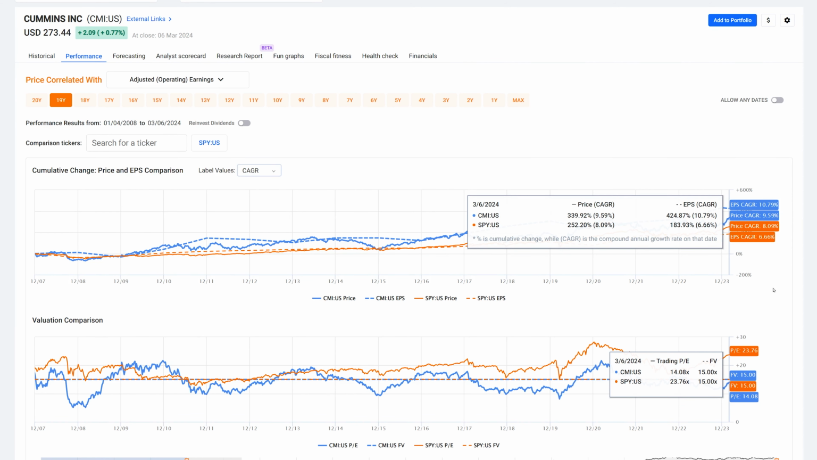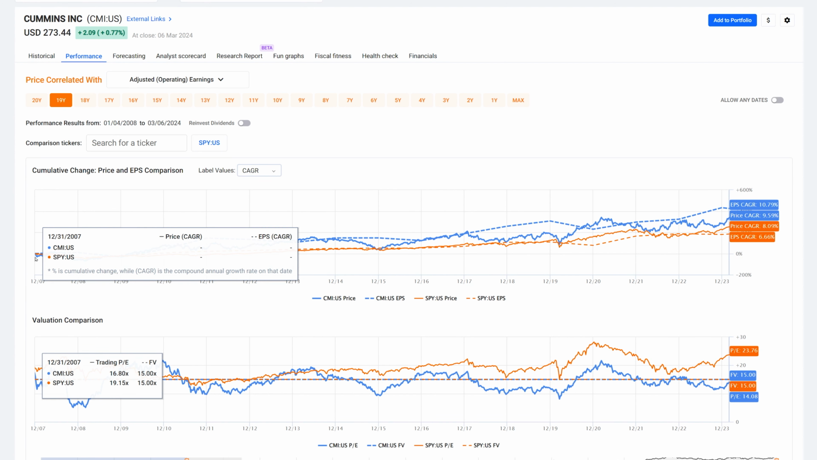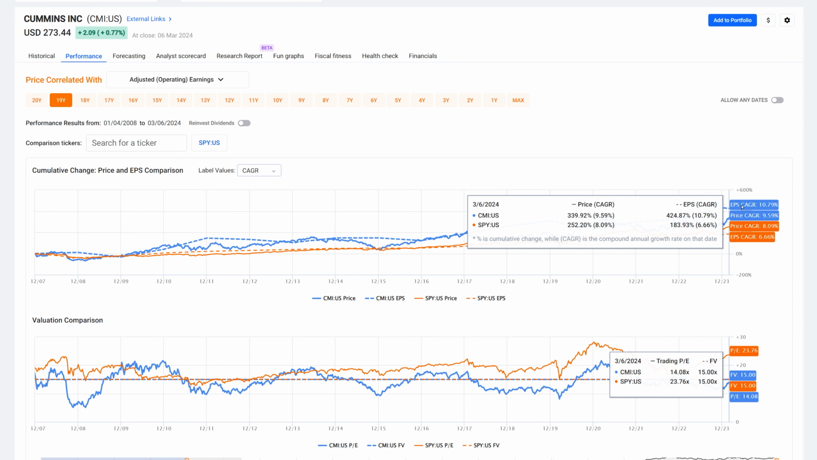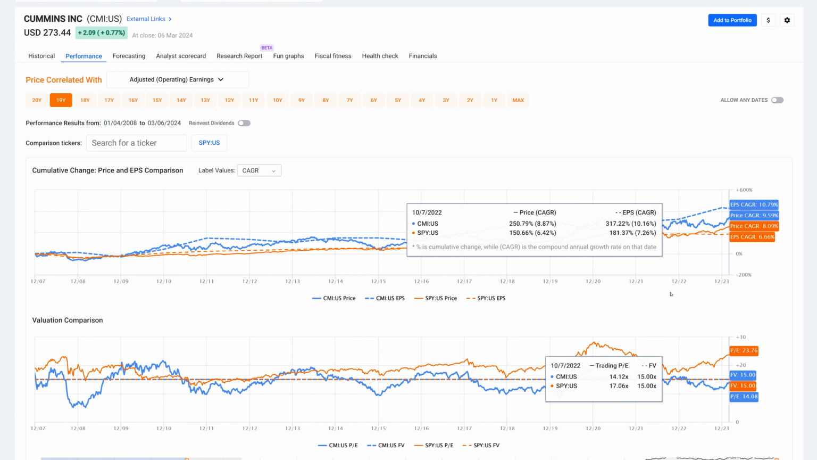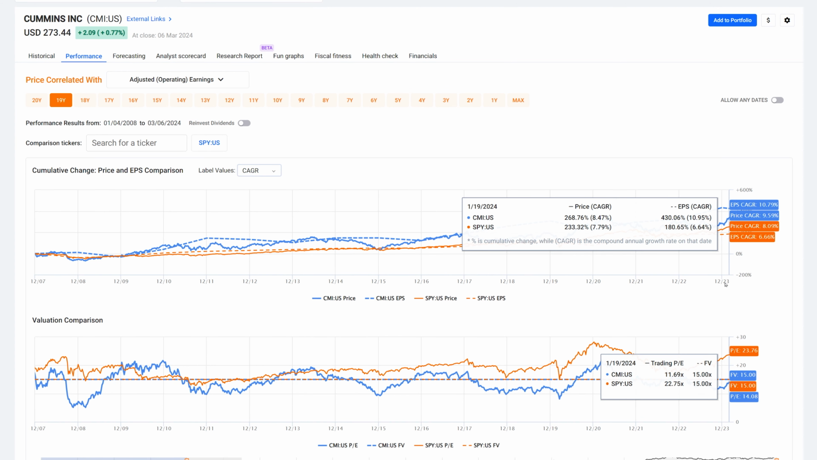And for example, in this long-term time frame here, if I'm going from the very beginning where Cummins was measured against the Standard & Poor's 500, I see that the compound earnings growth rate for Cummins was 10.79%. The compound earnings growth rate for the market was only 6.06%. So advantage Cummins. So it's not surprising to see that Cummins has outperformed. The blue line on the graph is higher than the orange graph.